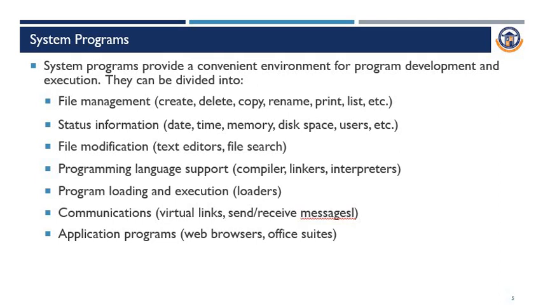For example, on the desktop we can see the status at the bottom of it: date and time, the printer, the network connection status, and memory status. File modification is done with a text editor. Programming language support includes a compiler, linker, and interpreter, then program loader and execution. Communication is a virtual link to send or receive messages from one device to other devices, or one system to other systems. Then application programs are the web browser, office suites, etc.